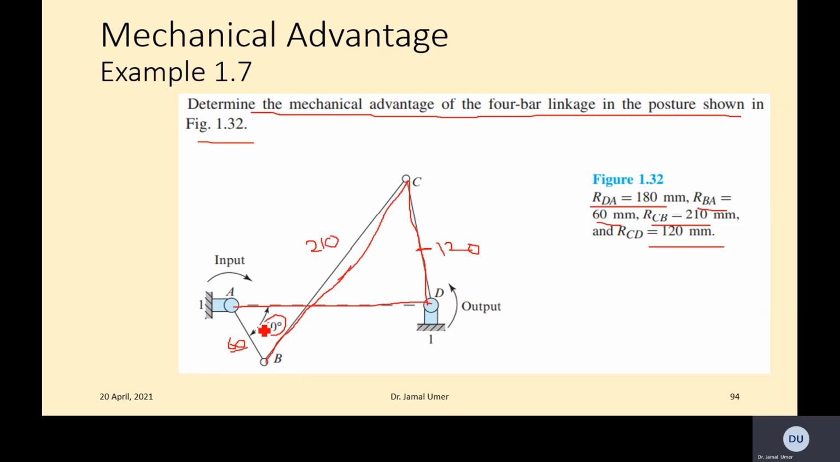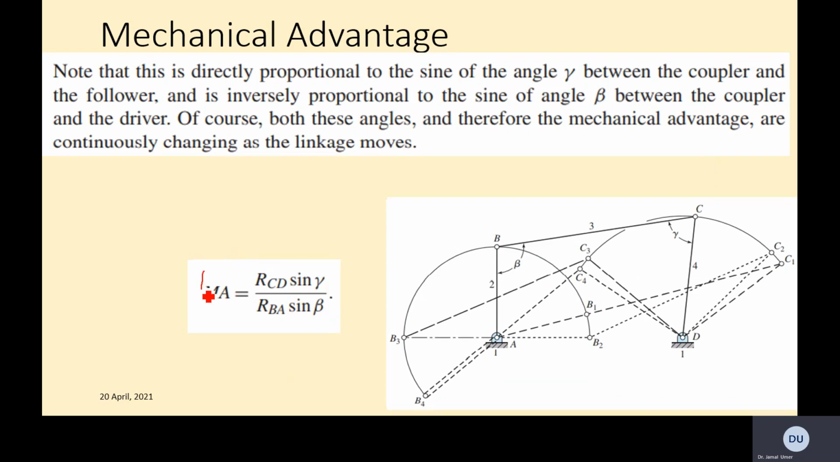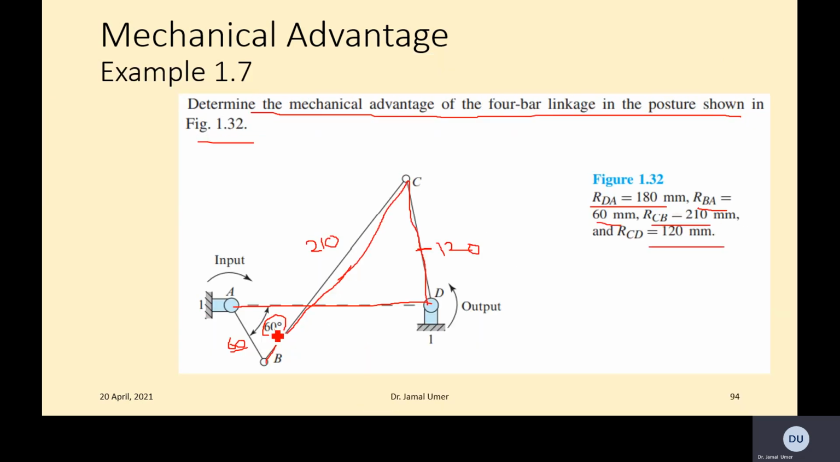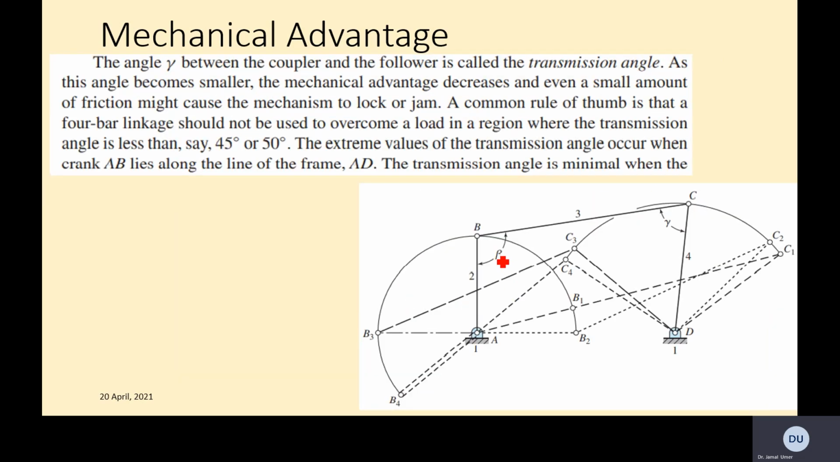Of course, one angle is given, so we need to work out the other angles. Then we can use the formula which we have discussed for the mechanical advantage. We know the lengths RCD and RBA; we just need to know the angles. You don't know gamma, but you know beta. The beta angle is 60 degrees, because beta was the angle between the driver and the coupler.